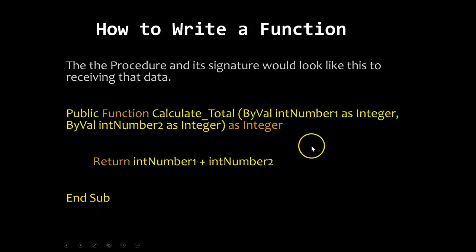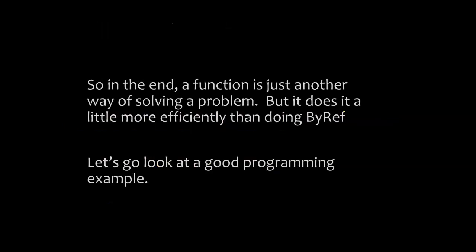What did we just do? As you see, we did not receive anything by ref. We eliminated the need to pass down an empty bucket and populate it. All we did now is take the variables, do the calculation, and return the answer. Does that make sense? And that's what's called a function. Okay? All right, so in the end, a function is just another way of solving a problem, but it does it a little bit more efficiently than doing by ref.